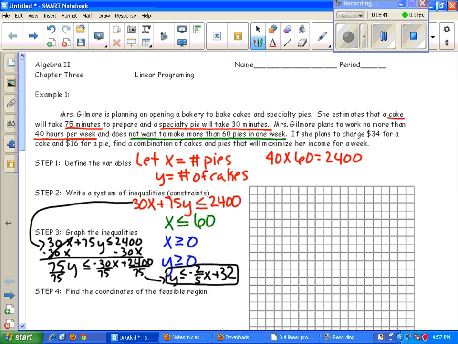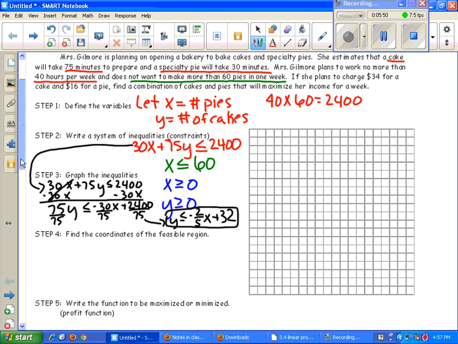Okay, so the next part says find the coordinates of the feasible region for step 4, but before we can do that, we have to graph these. So let's talk about graphing them. On my graph, we already defined our variables, so I'm going to write that down on my x and y axes here. So x is the number of pies, and you always want to make sure that you label, because that's going to be worth 5 points on your next quiz. And then y stands for the number of cakes, so I'm going to write that over here. That's easy points.